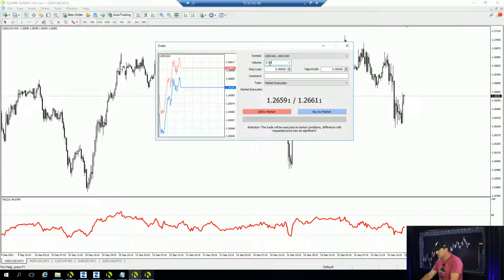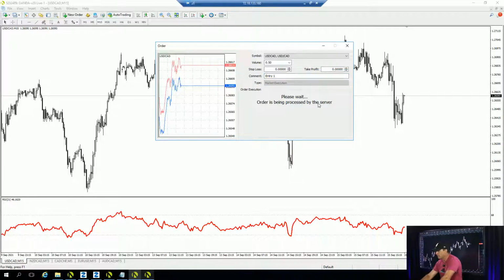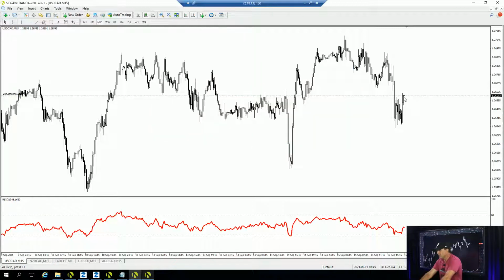And I'm going to sell at the current market price. This is a live account, by the way, for those that are wondering. I'm going to go ahead and mark it off for you as entry 1. Entry 1 right here. And I'm selling exactly at market price right here. Sell. Okay, boom, done. So I am currently in right here.